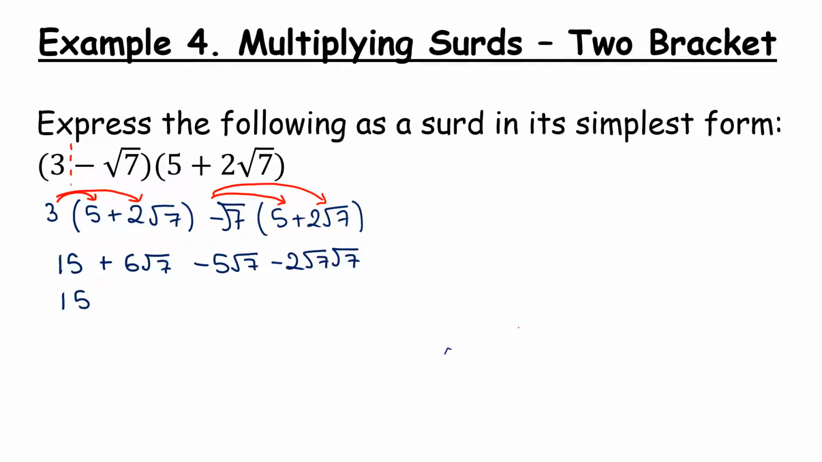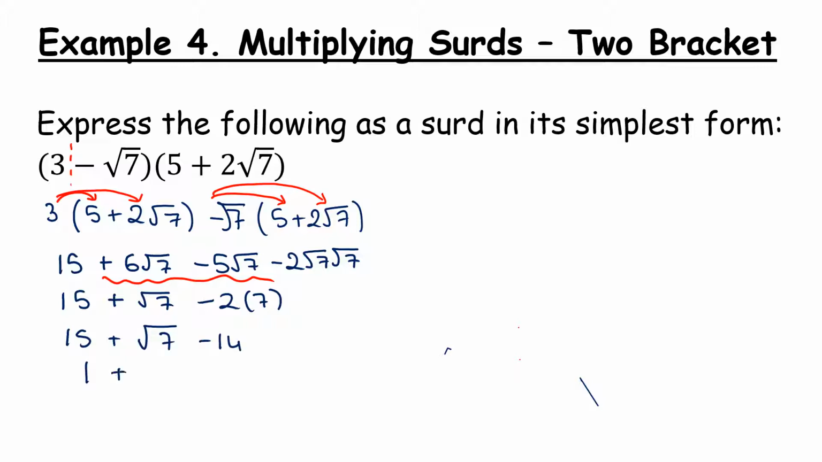So cleaning this up, we can add these two together. So 6 root 7 minus 5 root 7 is plus root 7. And root 7 by root 7, we said was root 7 squared, which is 7. So minus 2 times 7, 15 plus root 7 minus 14, which gives us 1 plus root 7.